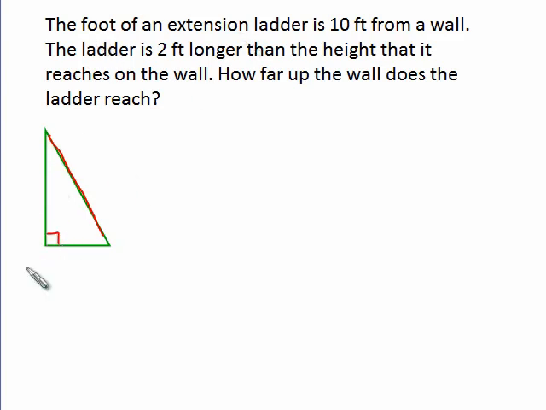So rereading it and putting the numbers where they belong in this chart, we have the foot of the ladder is 10 feet. So here's the foot of the ladder. It's 10 feet from the wall. So this must be 10. And then the ladder, this is the ladder, is 2 feet longer than the height that it reaches on the wall.